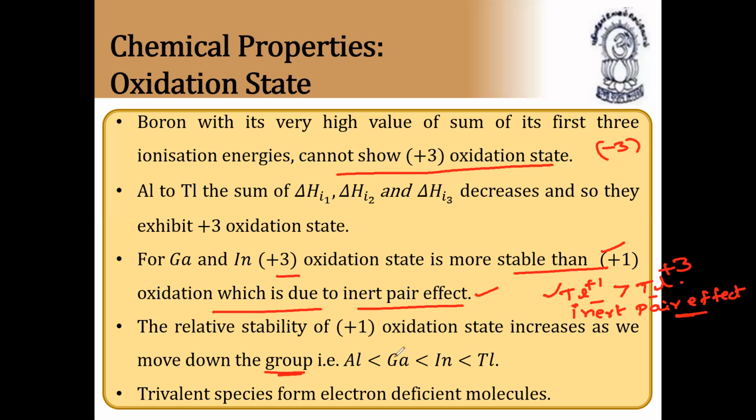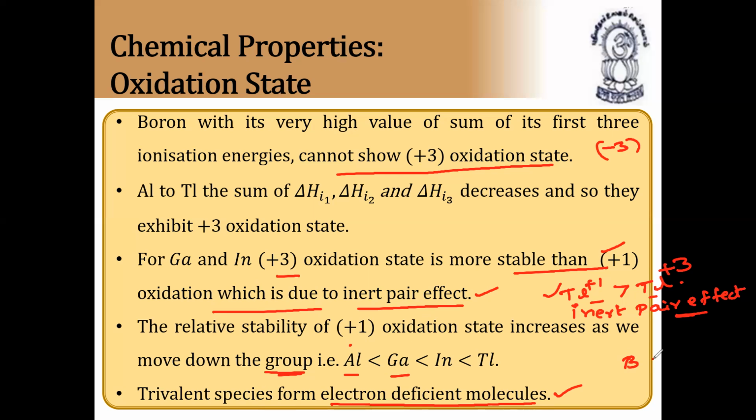So the +1 state stability increases down the group. Aluminium +1 is less than gallium +1, less than indium, less than thallium +1. Trivalent species form electron deficient molecules. Very, very important. What are these electron deficient molecules?